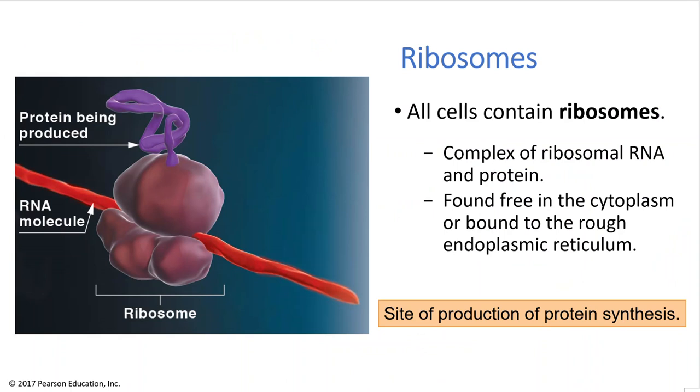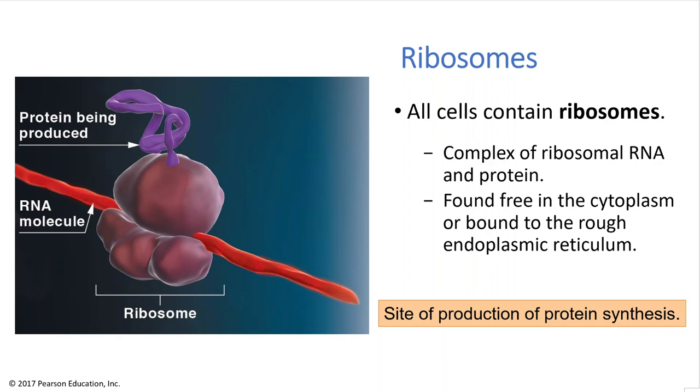The next structure we're going to look at are those ribosomes. The ribosomes can be found in all three types of cells because the ribosomes are where proteins are made. And every cell needs to be able to have proteins in order to do their functions and survive. So they all have to contain ribosomes.